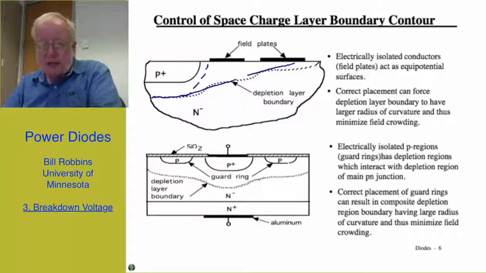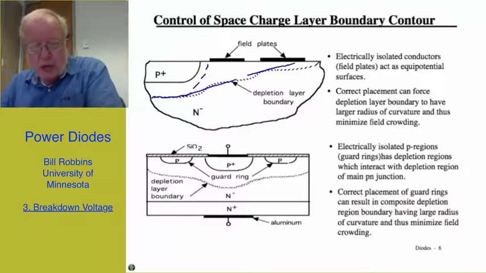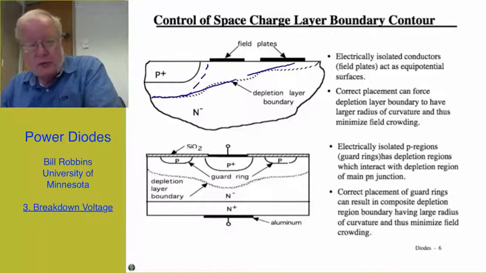In other words, a much larger radius of curvature. We achieve this either by so-called field plates, which are open circuited pieces of thin film metallization placed strategically so that as they operate as an equipotential surface, they force the boundary of the depletion layer, which is also an equipotential surface, to conform to the appropriate shape so that we do not have field crowding problems.